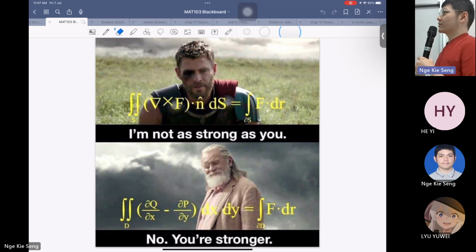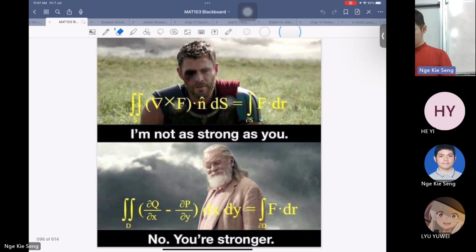Okay, so today we will talk about Stokes' theorem and the divergence theorem. The above equation is Stokes' theorem. The one below is Green's theorem. Why is it stronger? Because we can derive Green's theorem from Stokes' theorem. So let's see what Stokes' theorem is.